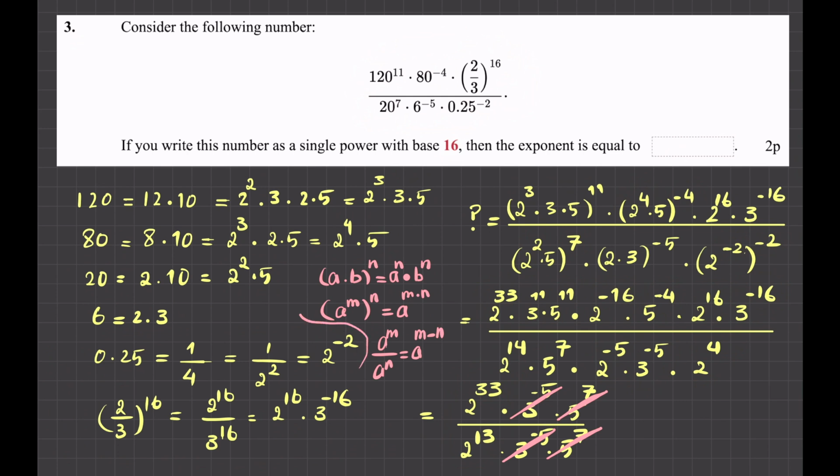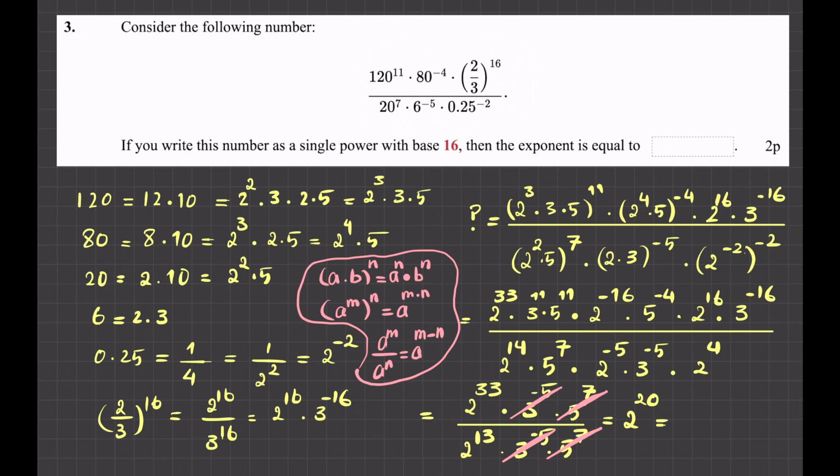So let me separate them so that you are not confused, even though the color is different. Okay, so what happens here? I would write 2 to the power of 33 minus 13. Sorry, let me change my color. So this becomes 2 to the power of 20. But be careful. The problem is asking you to write this as a power with base 16. This is one single power, I agree, but the base is 2. So how can I make it base 16?